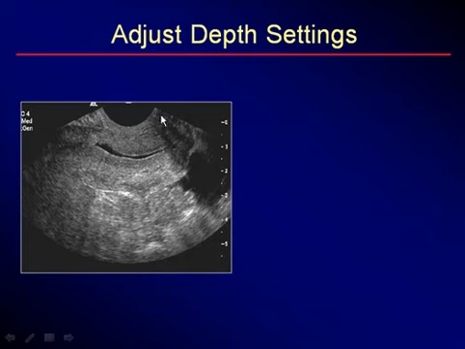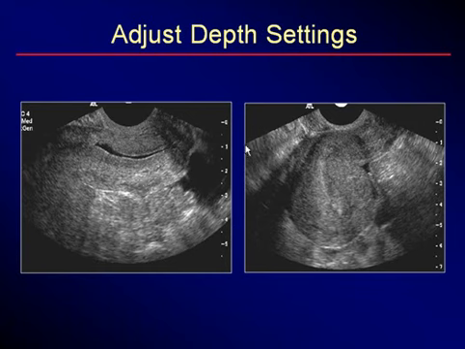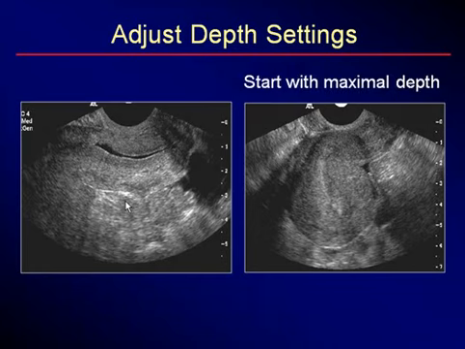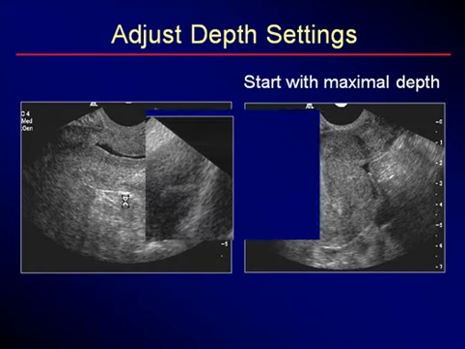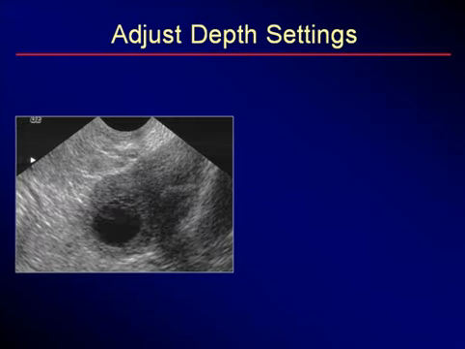Another example. This looks like almost a uterus with some fluid inside of it. But actually, this is just the cervix with a little bit of fluid. The entire corpus is missing here because our depth is too shallow. We want to open our depth, look around, then change our depth and focus on parts of the structure.